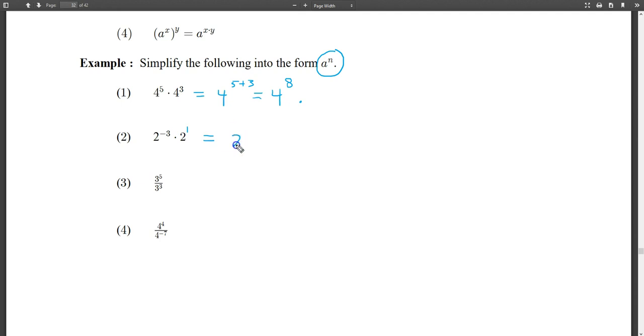So this is going to be 2 to the negative 3rd plus 1. And so that's going to be 2 to the negative 2 power. And there we go, we have it in our form that we wanted. Just notice we could actually write that as 1 over 2 squared, or 1/4.